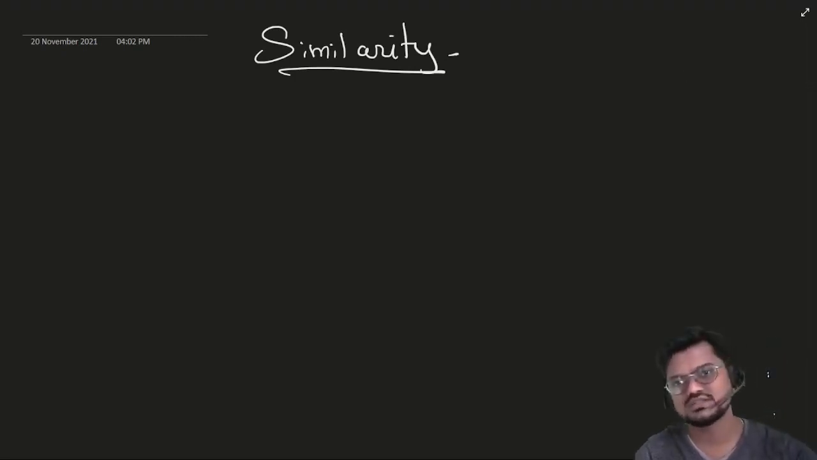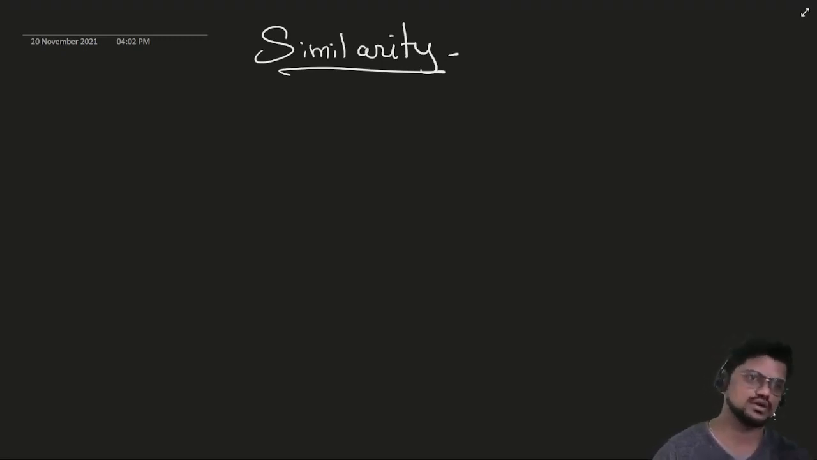Fine. So now let us start with the chapter that is similarity. Now, what is similarity, and what is the difference between similarity and congruency? Okay, first let us understand what is similarity and what is the difference between similarity and congruency.